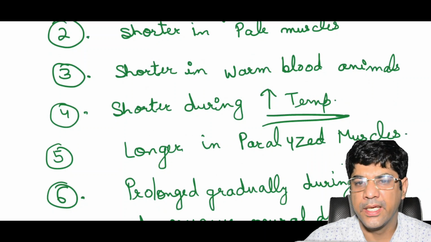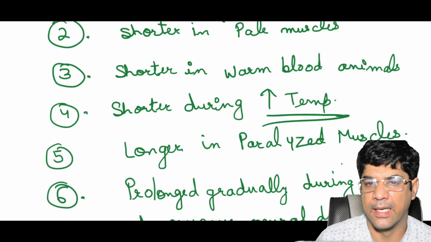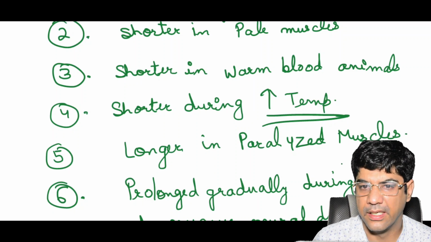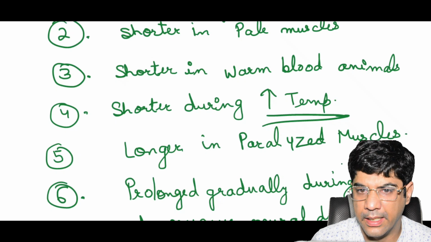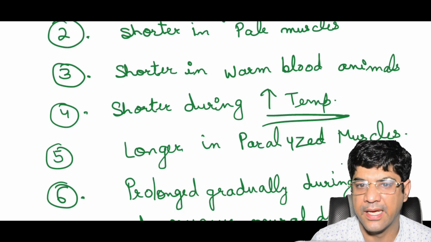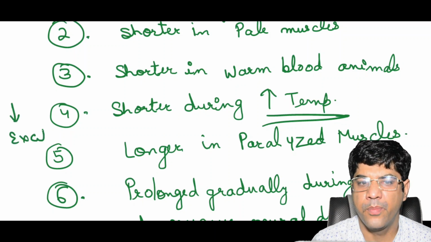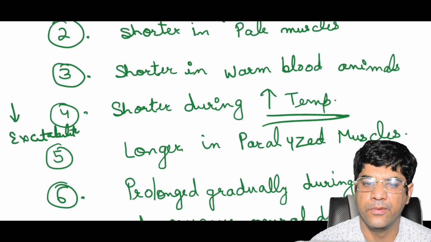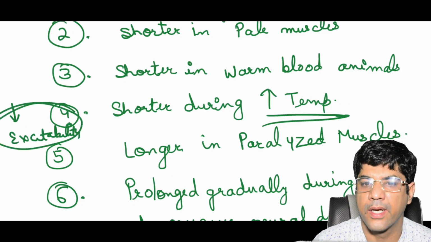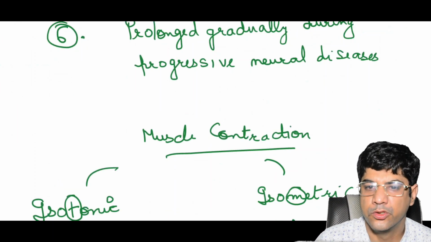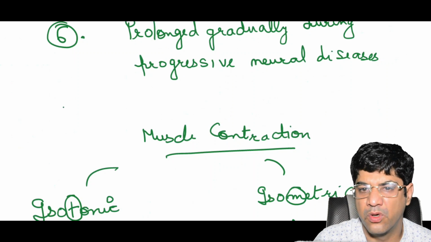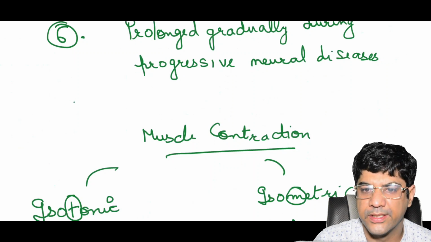So why do you think that chronaxia is longer in the paralyzed muscle? It's because the paralyzed muscle has reduced excitability. Another important term that you need to know is contractility. So contractility is the response of the muscle to contraction.